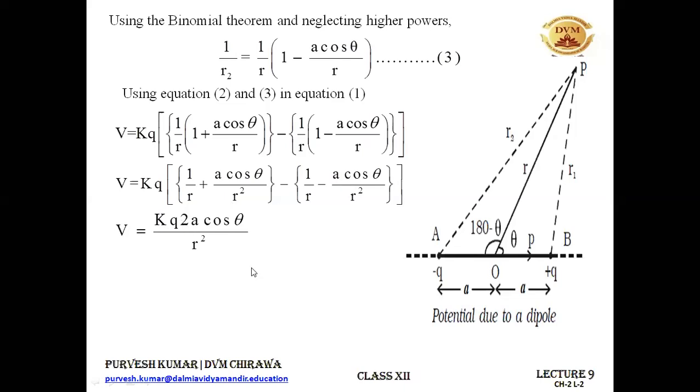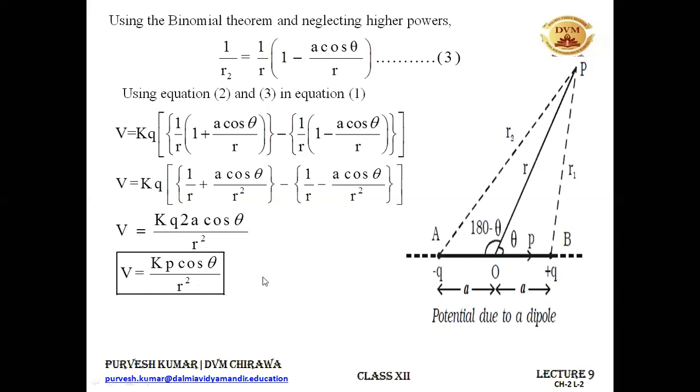So the final expression for the electric potential at point P, which is at a distance R from the center O of the dipole, is given as Kp cos theta by R square. In place of Q into 2A, I have written P, that is the electric dipole moment, the product of one of the charges and the distance between the charges.